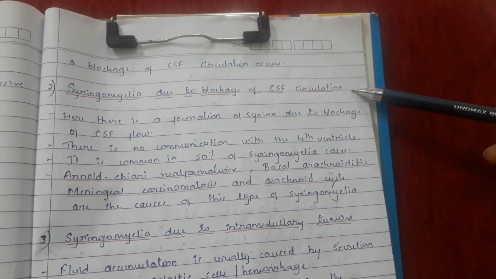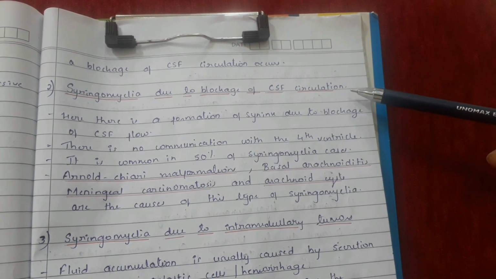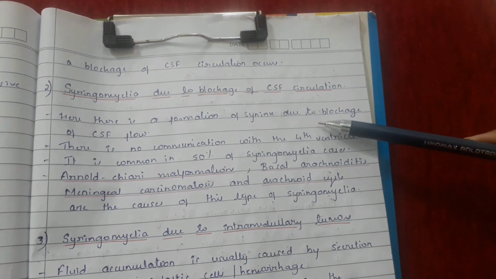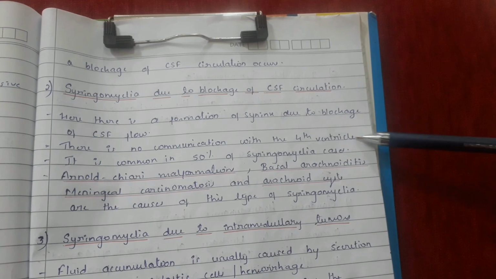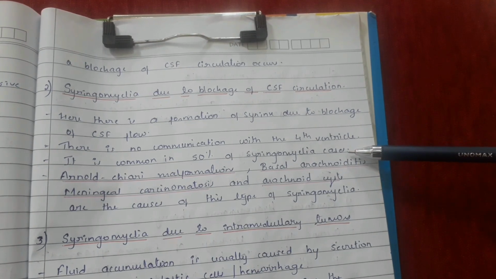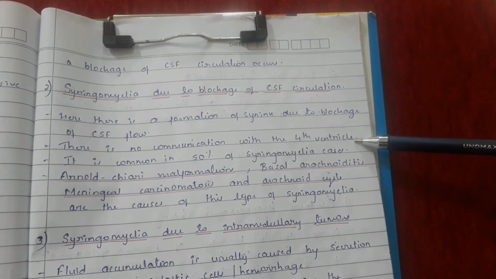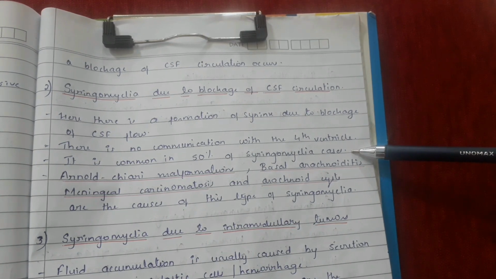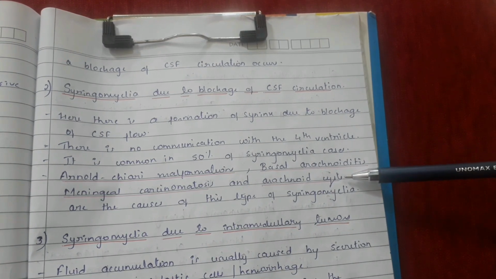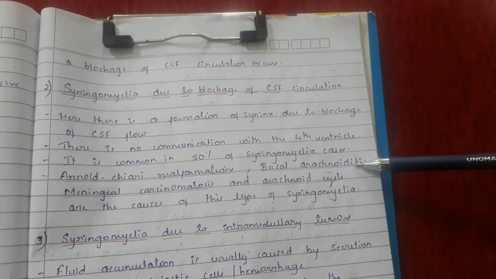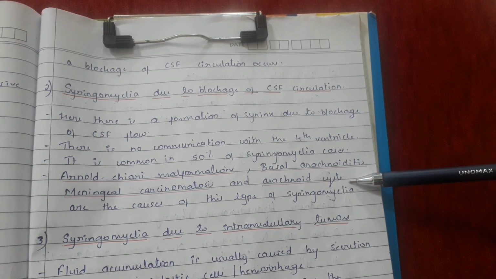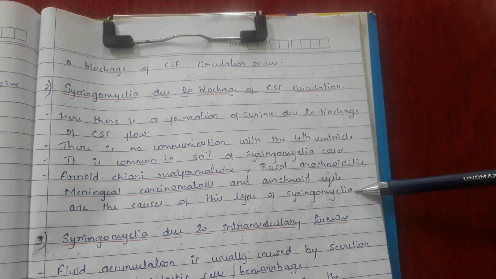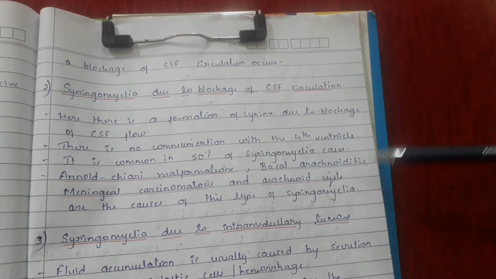Secondly, we have syringomyelia due to blockage of CSF circulation. Here, there is a formation of syrinx due to blockage of CSF flow. However, there is no communication with the fourth ventricle. It is common in 50% of syringomyelia cases. Arnold-Chiari malformations, basal arachnoiditis, meningeal carcinomatosis, and arachnoid cysts are the causes of these types of syringomyelia.